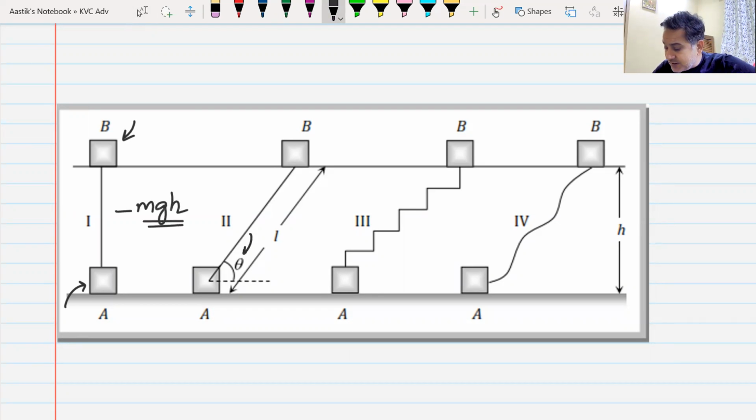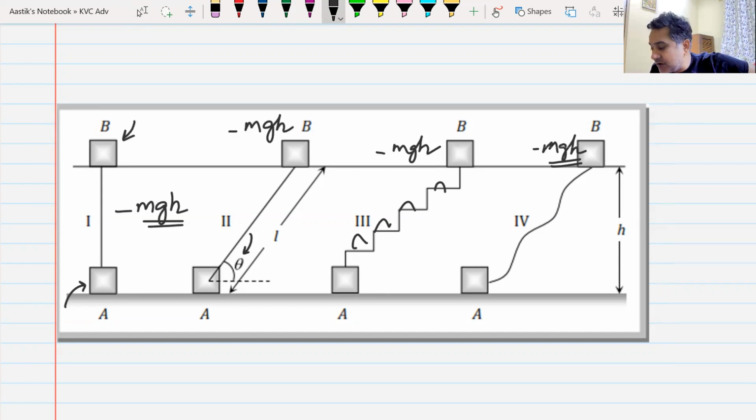Even if I take it at any angle, along the slope, the work done by gravity is still minus mgh. If I take it along any other path, the work done by gravity will be minus mgh. It does not depend on path. So to find the work done by gravity, you just see how much height it has moved and how much is the weight of the body. If it is moving downwards, work done would be positive. If it is moving upwards, work done would be negative. Do we understand this? This is what we mean by conservative forces.